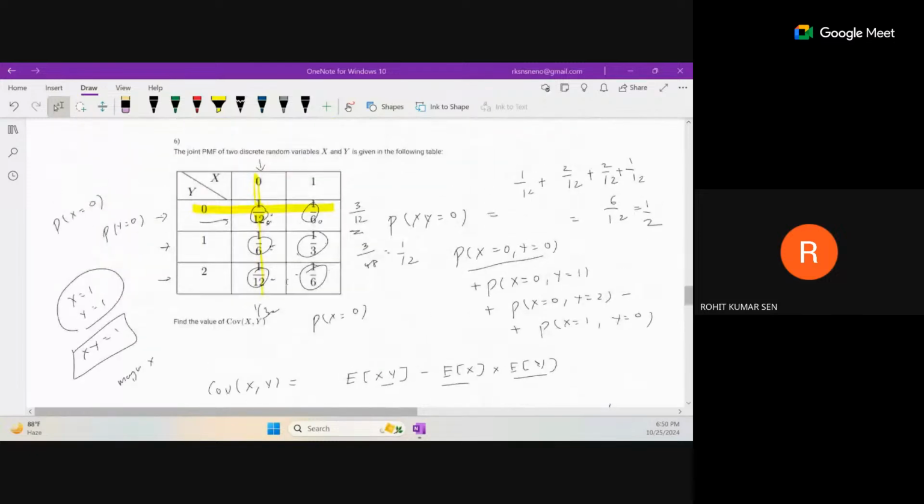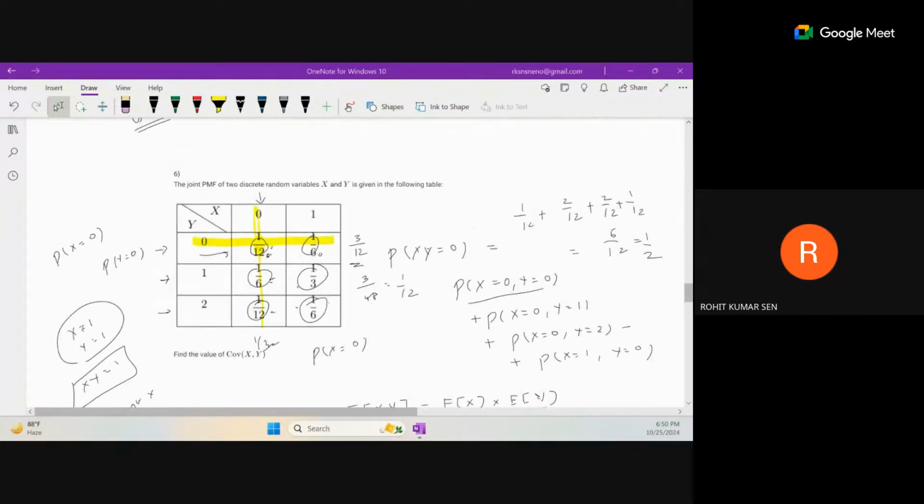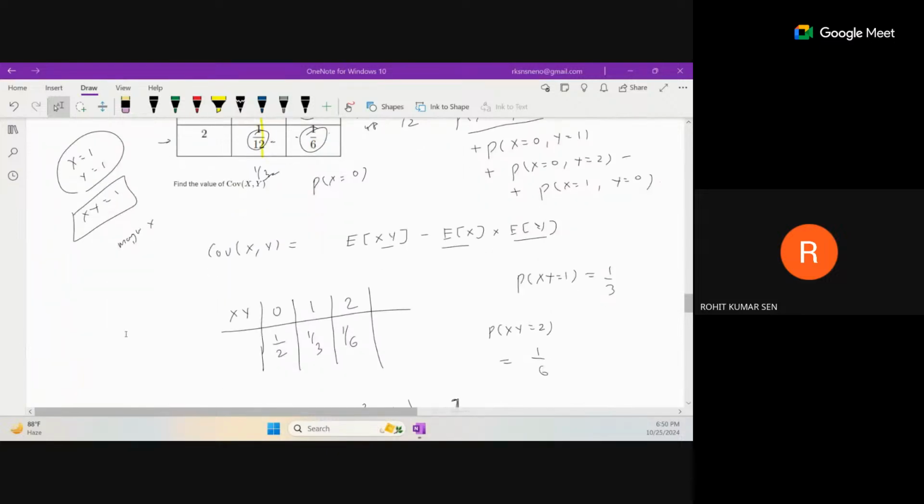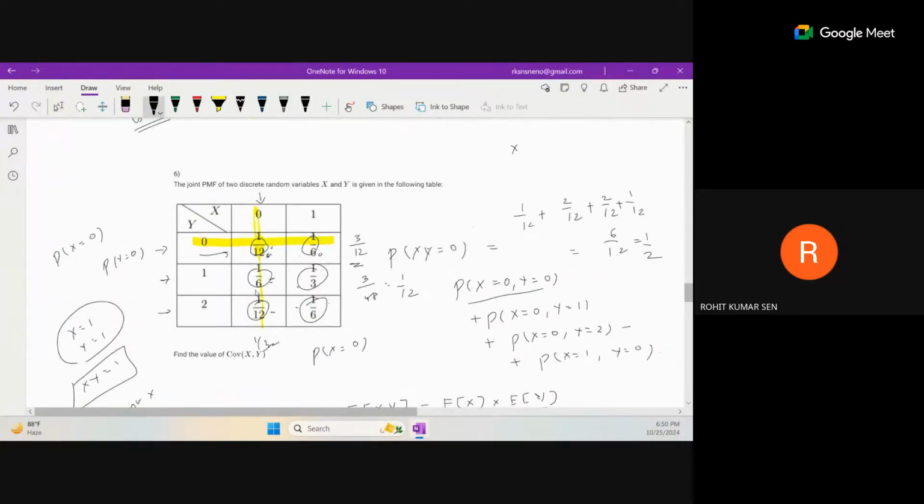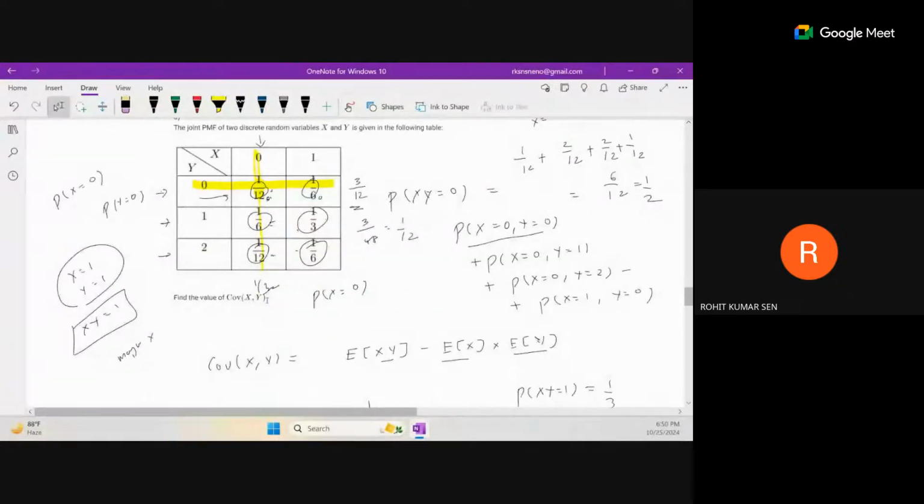Okay. So probability of xy. Okay, so see here, xy is equal to 0. xy equal to 0 means what? Your x into y is equal to 0. It is only possible when your x is 0 or y is 0, right? So here my x is 0 and y is 0, 0 into 0 is 0. x is 0, y is equal to 1, so 0 into 1 is what? 0.